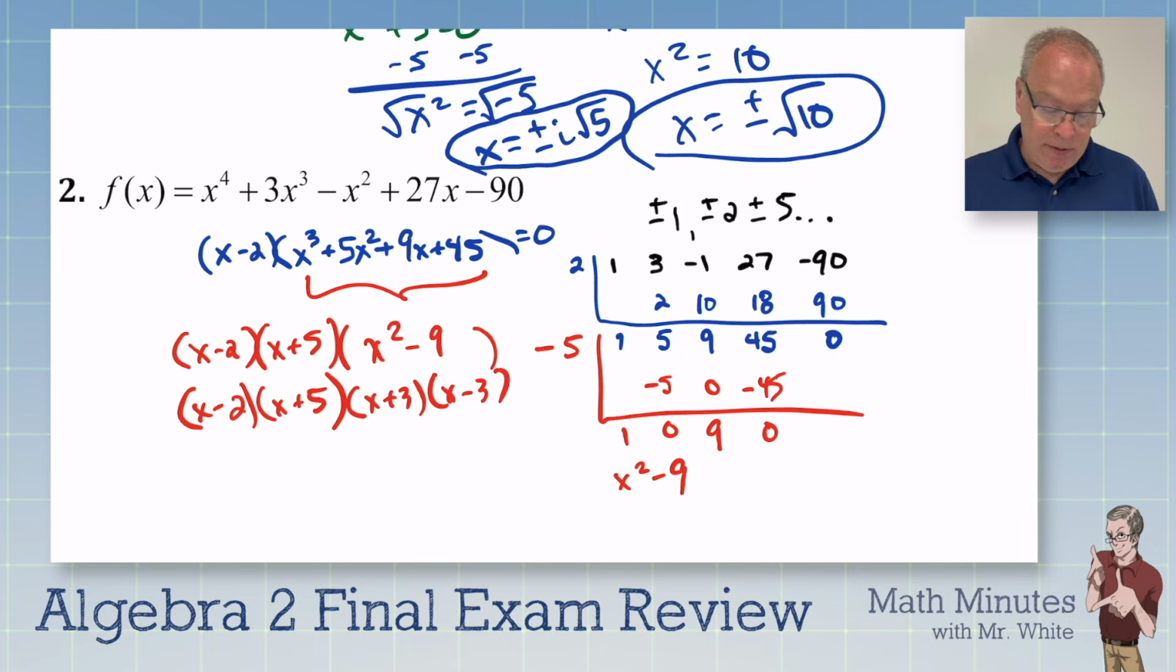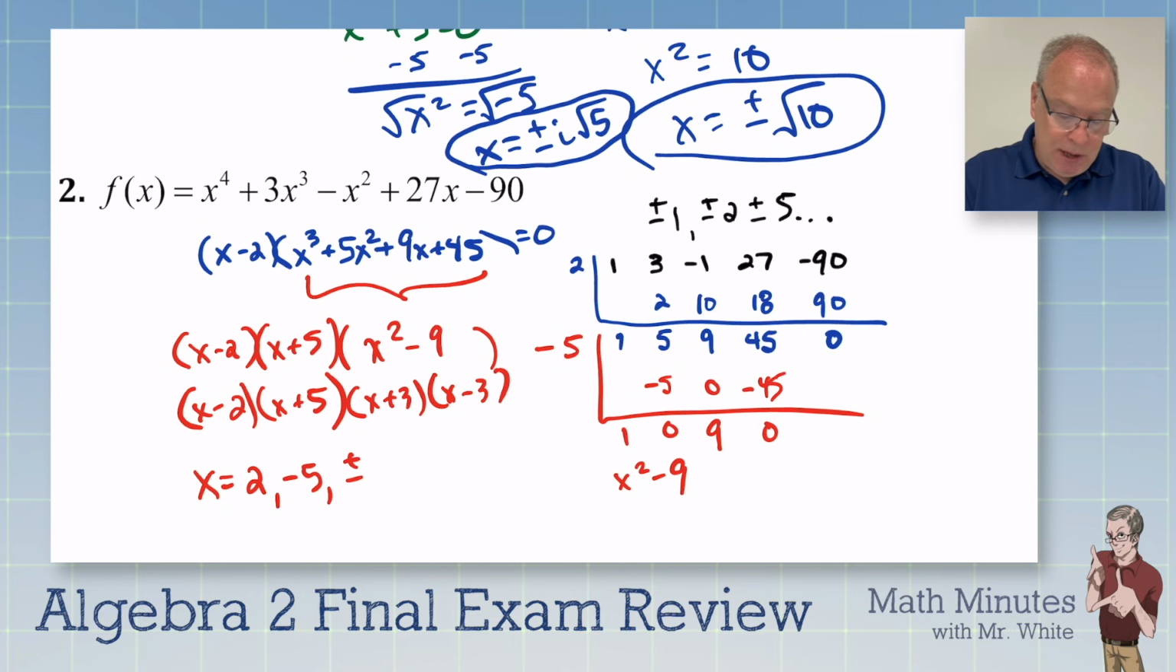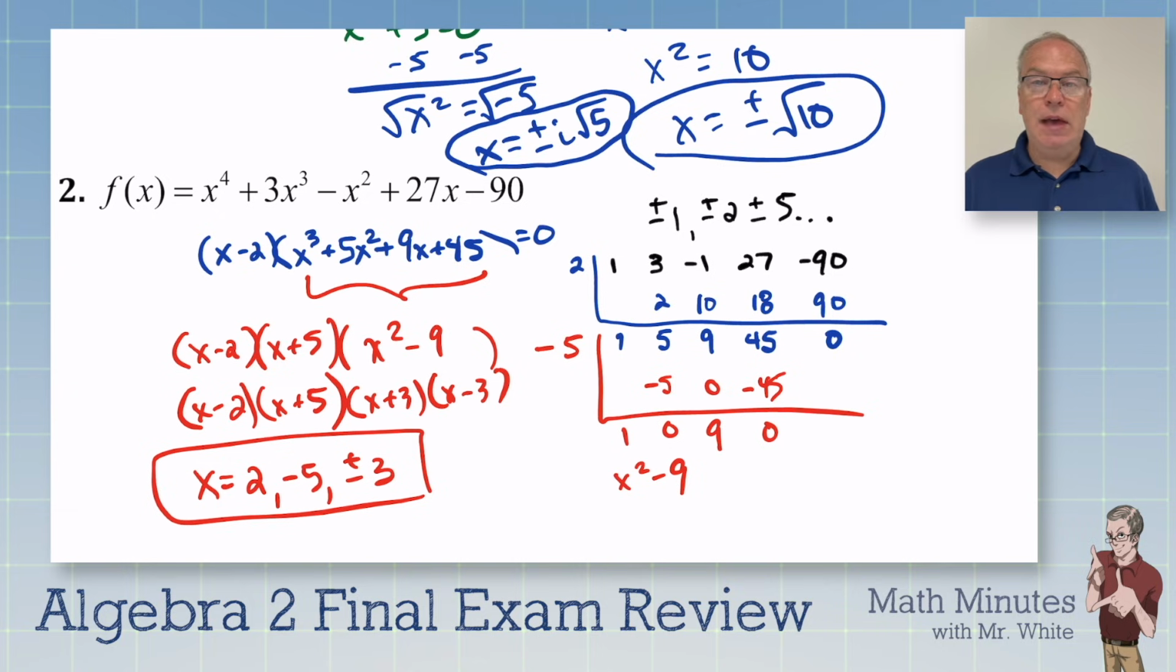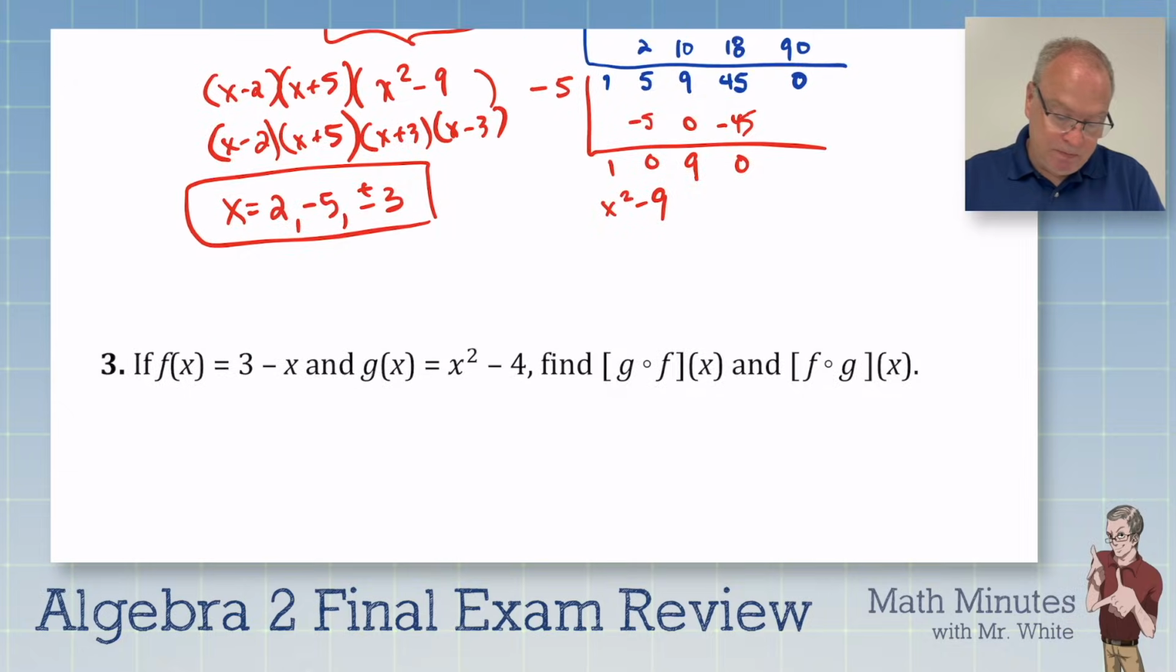But we were asked to find the zeros. So all the zeros are x equals 2, negative 5. And then plus and minus 3. Those are all the zeros. And I did it without a graphing calculator, but again, finding those x-intercepts probably would be a lot faster if you're allowed to do that on your exam. Okay, so that was number 2.